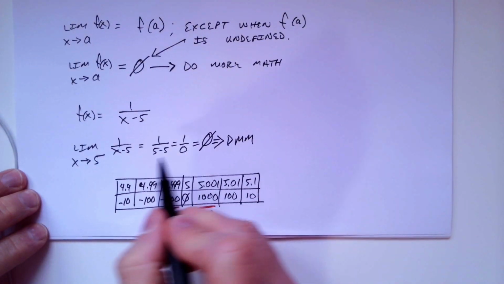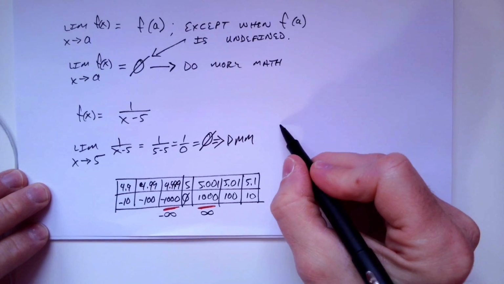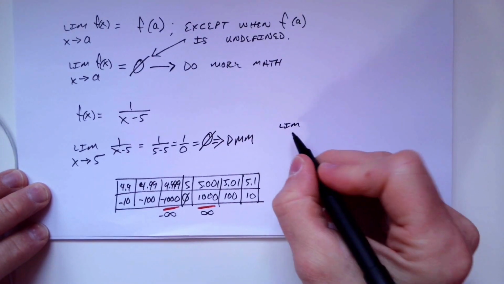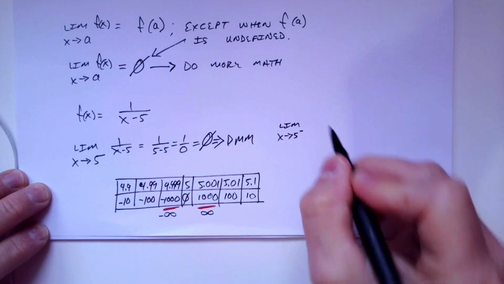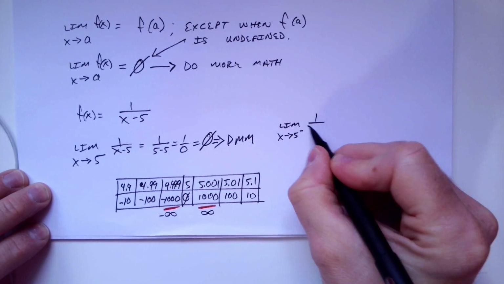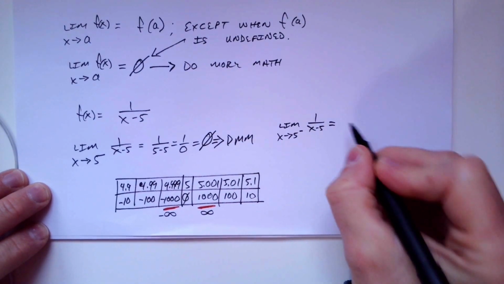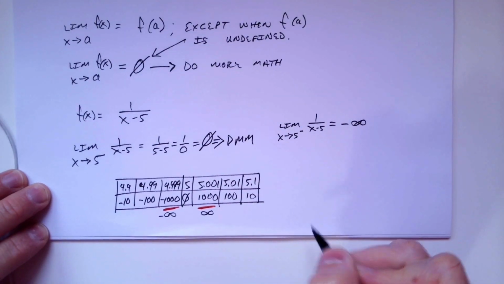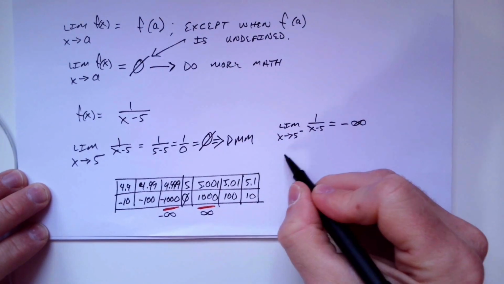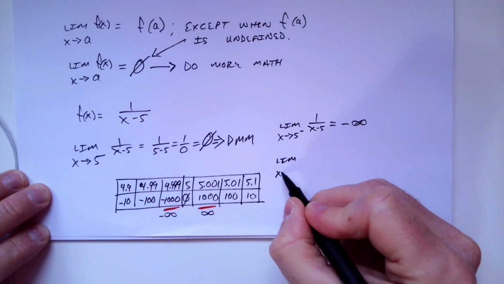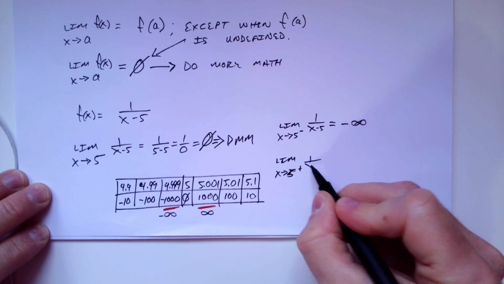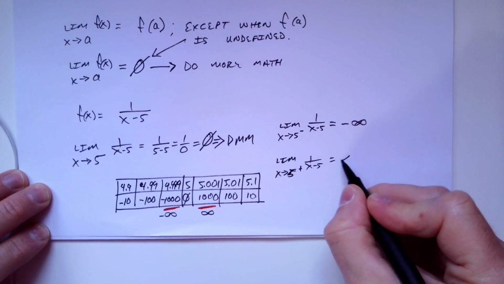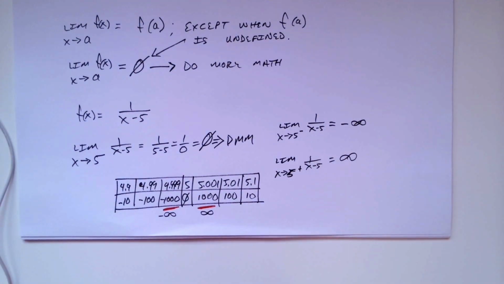So this is one of those instances where we really have to look at this from two perspectives. The limit as x goes to 5 from the left of 1 over x minus 5 is equal to negative infinity from the left-hand side, right? And then the limit as x goes to 5 from the positive side of 1 over x minus 5 is going to infinity.